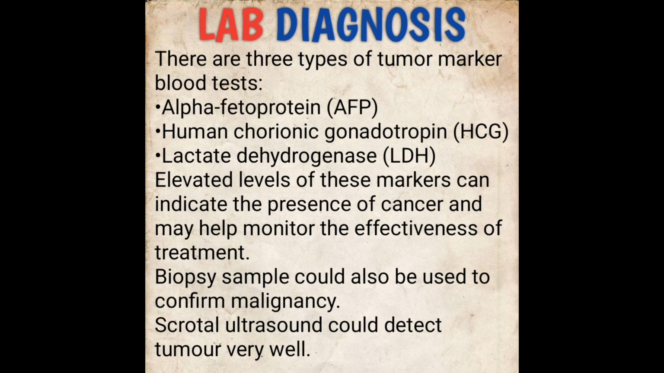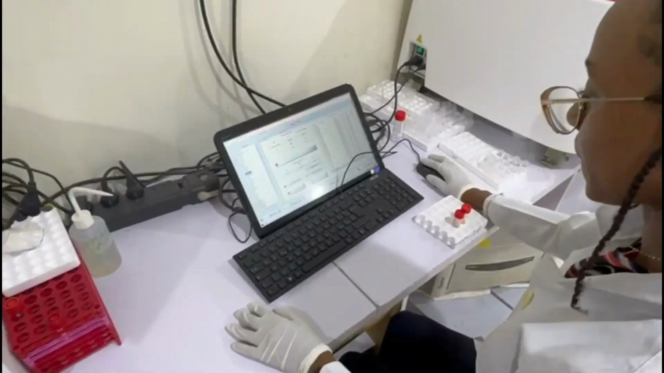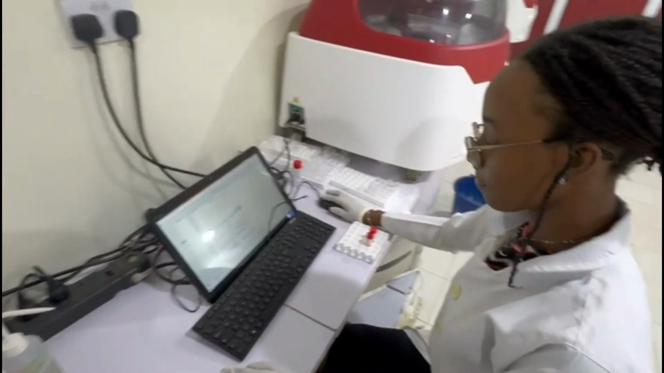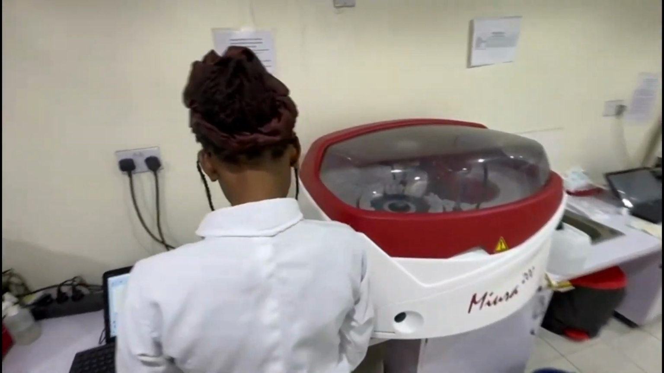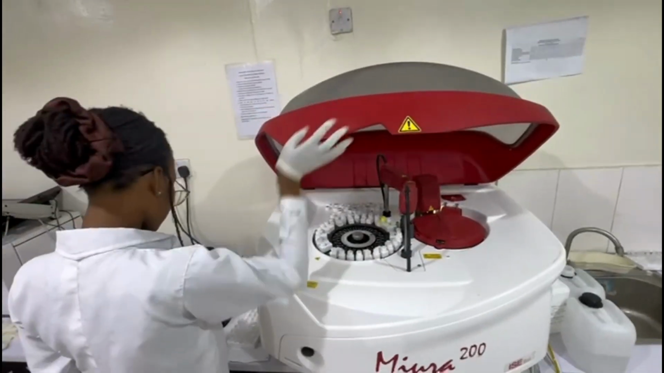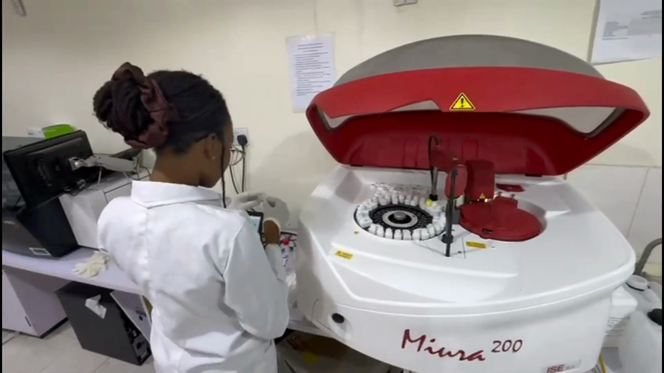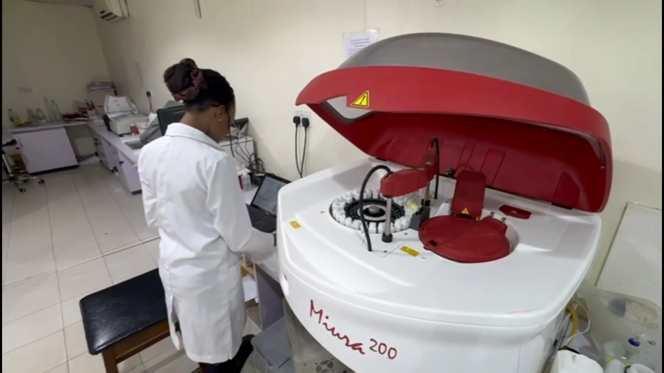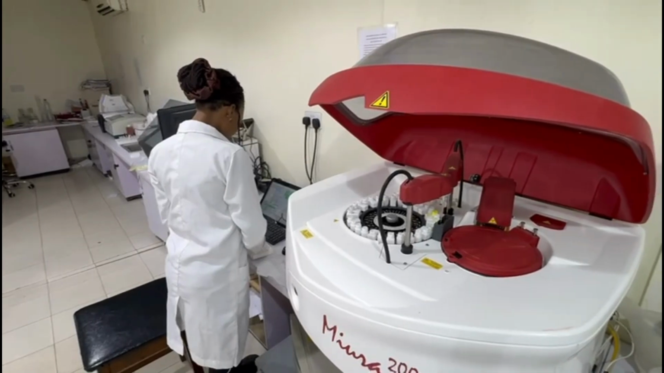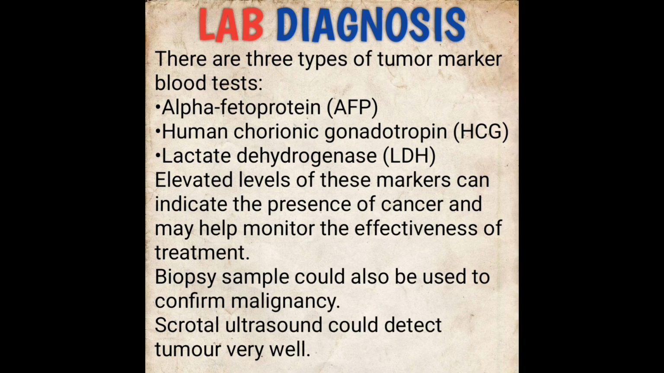Finally, laboratory diagnosis. There are 3 types of tumor marker blood tests. When you talk about marker tests, it's usually very common with cancer investigation. The 3 tumor markers are alpha fetoprotein, AFP, human chorionic gonadotrophin, HCG, also common when you do pregnancy tests, and lactate dehydrogenase, LDH. Elevated levels of these markers can indicate the presence of cancer and may help monitor the effectiveness of treatment. So if there is improved treatment, the levels will reduce gradually back to normal.